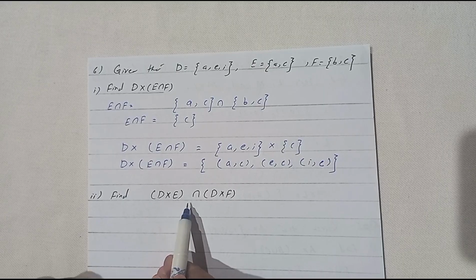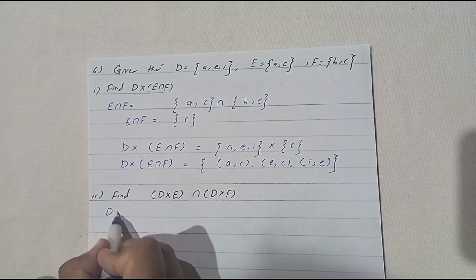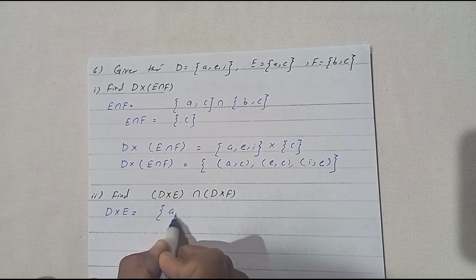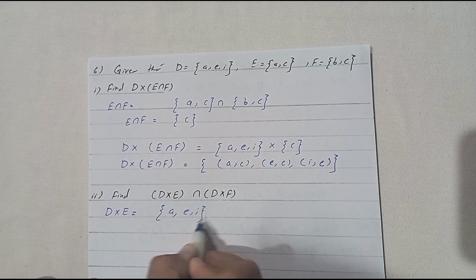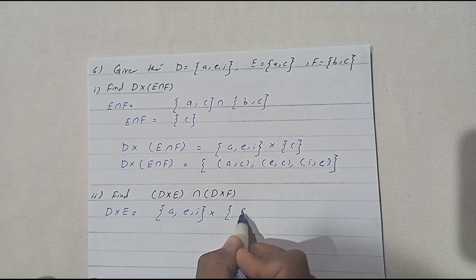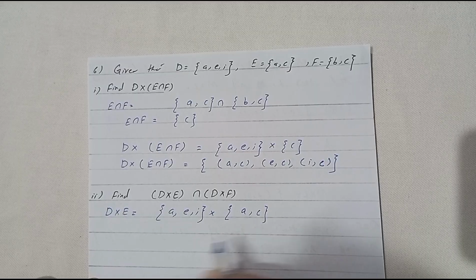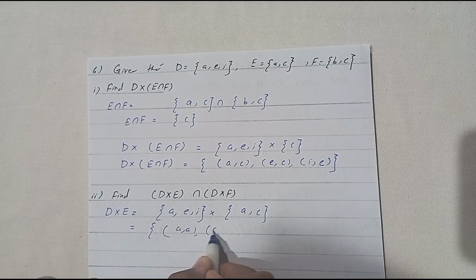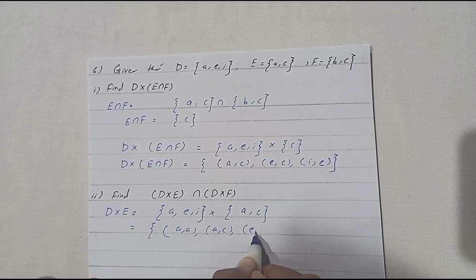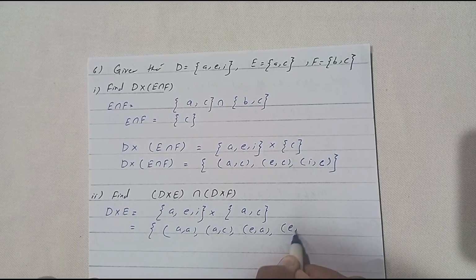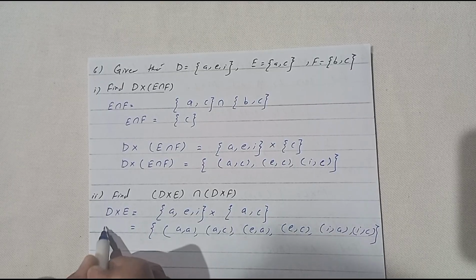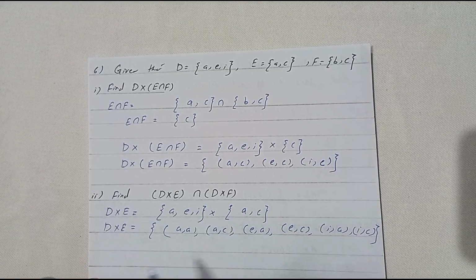The second part is to find the intersection of the two cross products D cross E and D cross F. So first we find the first cross product D cross E. Write the elements of D set A, E, I cross the elements of E, A, C. Taking the cross product, first we pair A with all the elements of the second set, that is AA, AC. Now pairing E with the other elements, EA, EC, and with I, IA, IC.